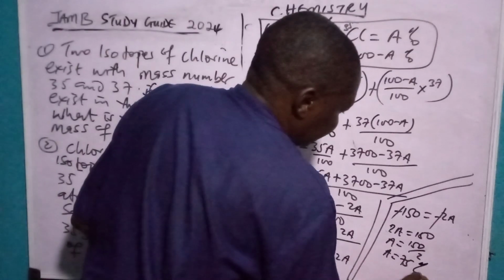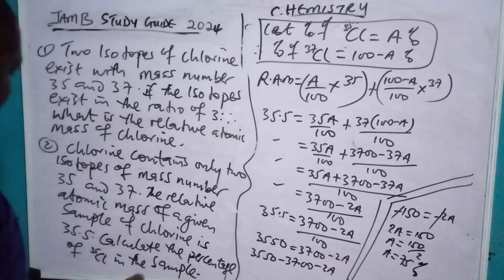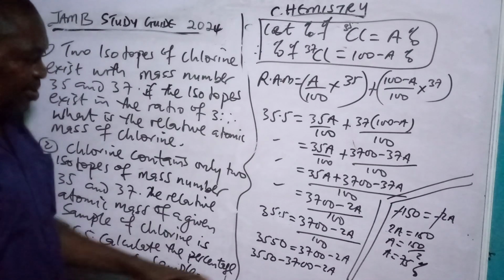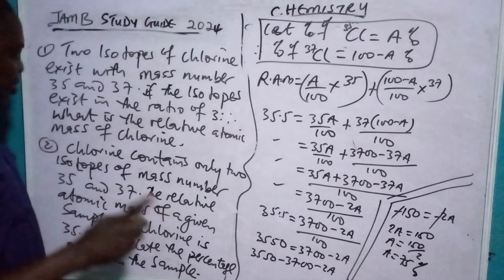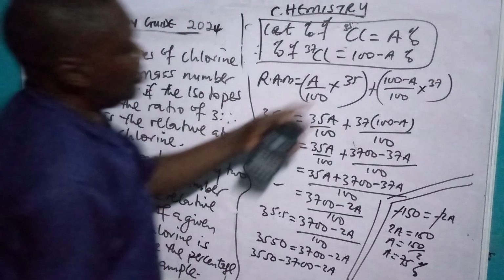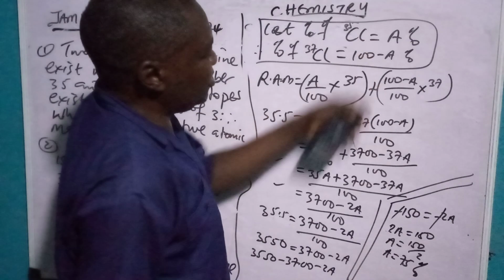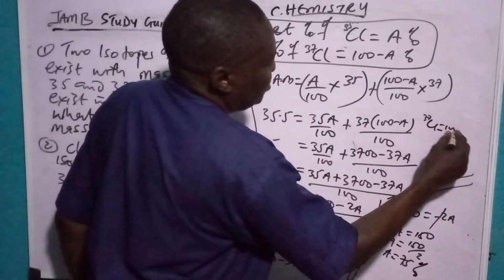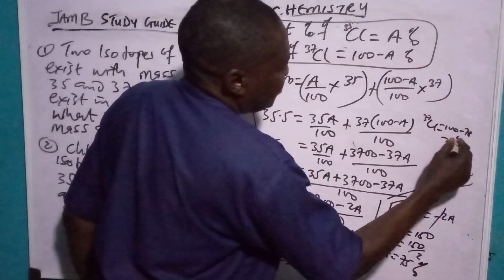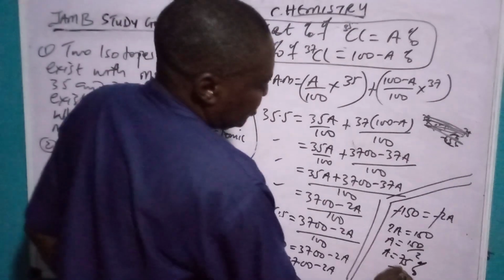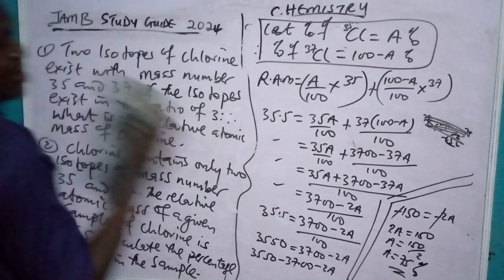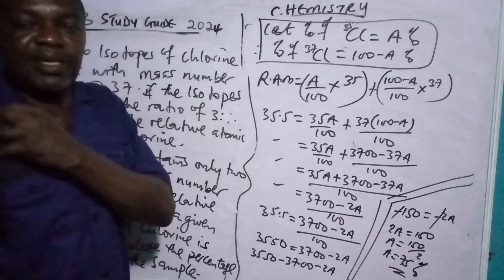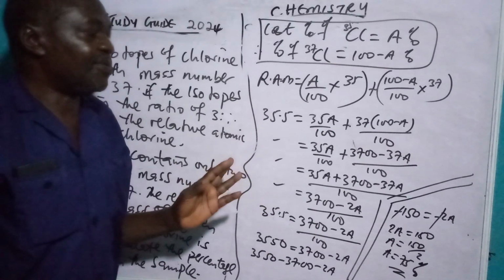Meaning A equals 75%. So look at the question again. Calculate the percentage of chlorine 35 in the sample. So the percentage of chlorine 35 in the sample is 75%. But in case you are told to calculate the percentage of chlorine 37, all you need to do is to remove that 75 from 100. It now becomes chlorine 37 equals 100 minus 75, which is 25%. But this is not what they ask from you. So my friends and viewers, this is how you calculate relative atomic mass, and this I believe is one of the ones that is a bit tasking. The rest are easy to solve.